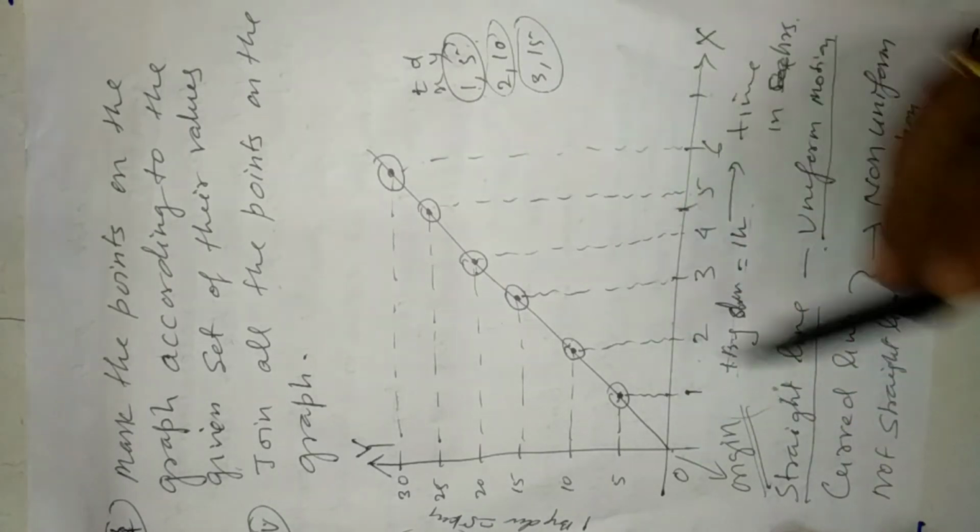If the graph is curved, zigzag, or not a straight line, then the motion will be non-uniform, or the speed will be non-uniform.